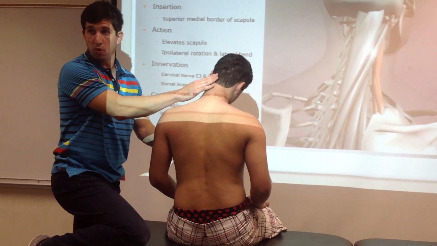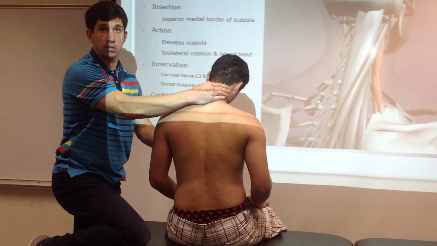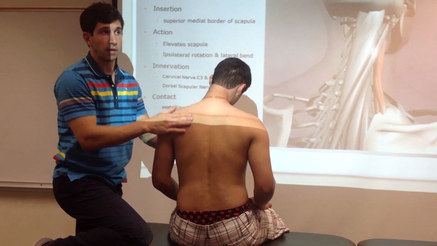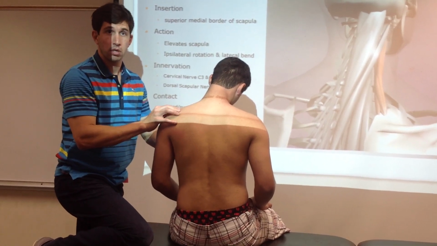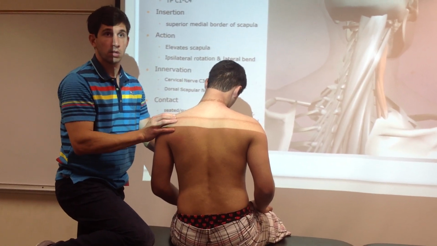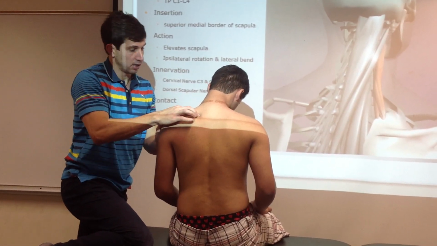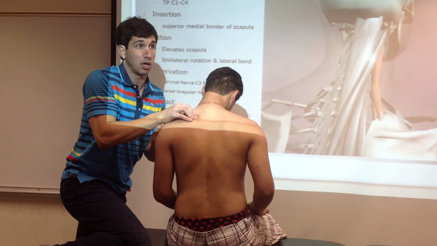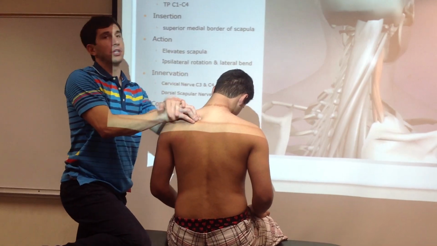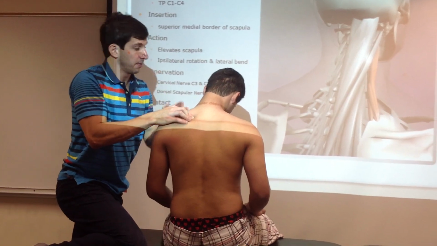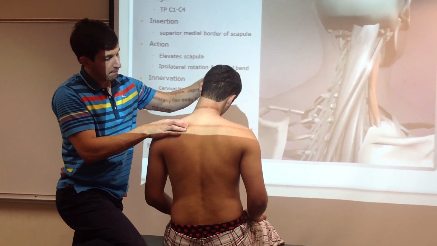So origin is C1 to C4 transverse. It attaches to the insertion, which is where? Superior medial border, superior angle, right. So we find it at the superior angle right here. I'm telling you guys, that's a huge trigger point on so many people. You go up to anybody and poke them in there, they'll just melt away. Really? So now let's stretch this out.